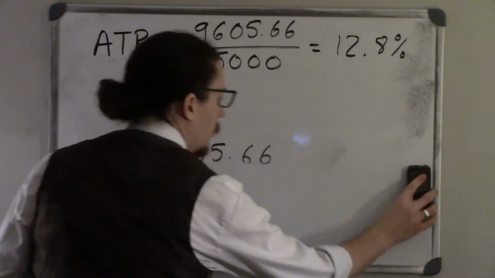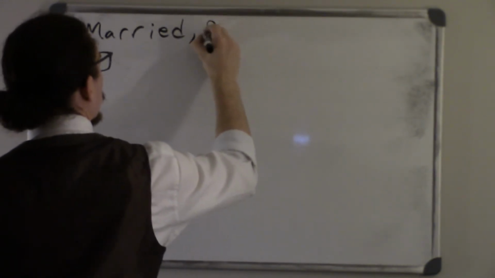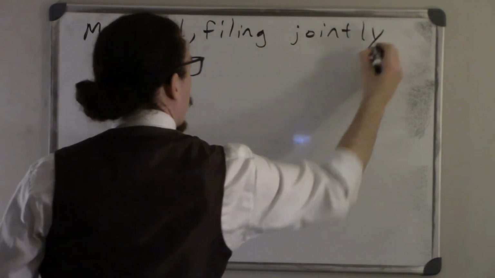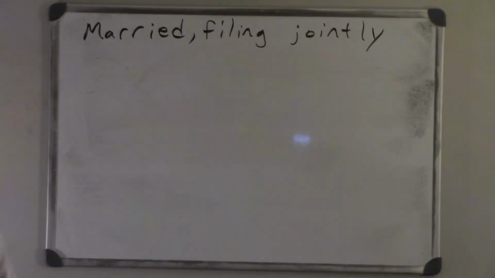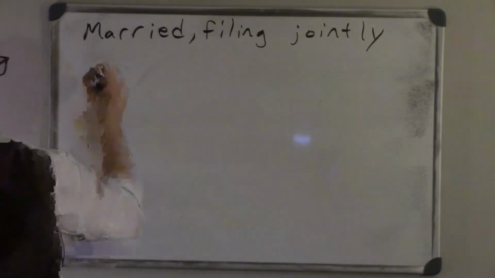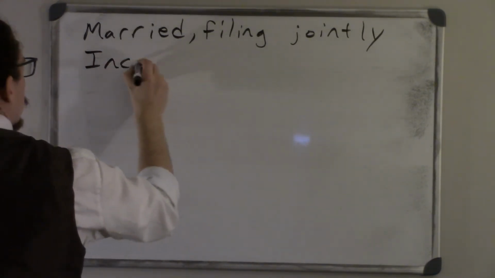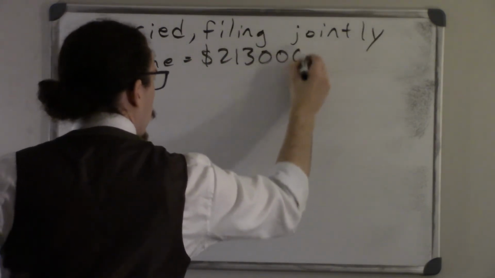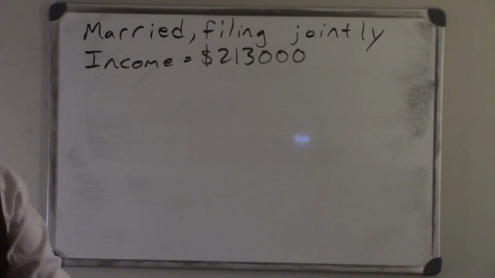All right, let's look at one more example, and then we will move on. So we're going to say that this is a couple that's married and filing jointly. Their income is $213,000.